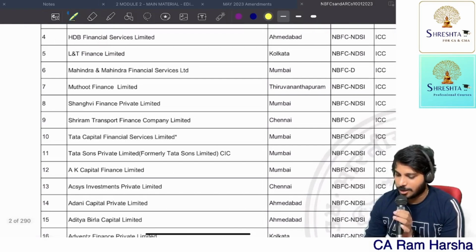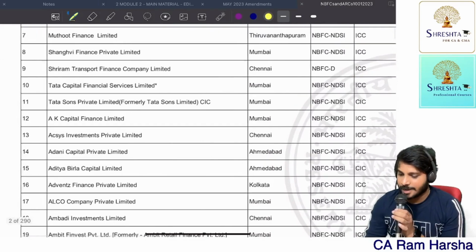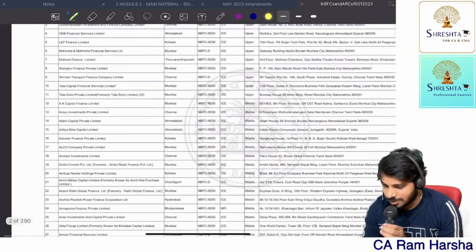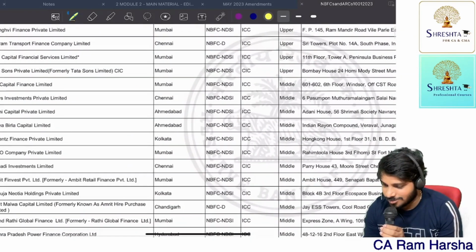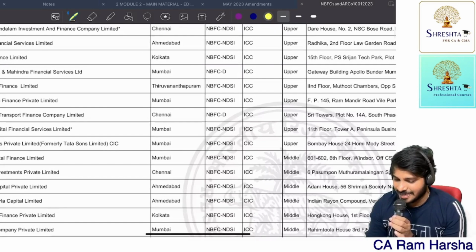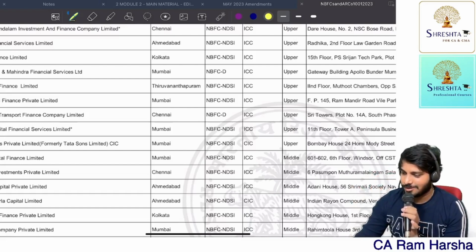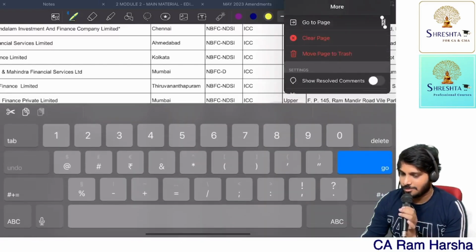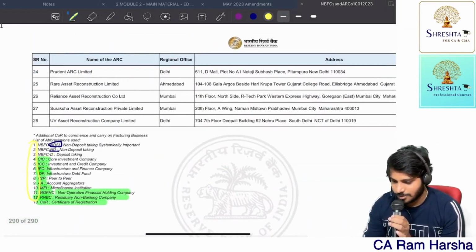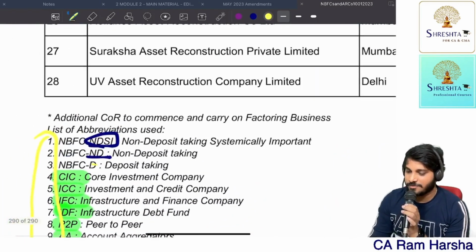Here only 11 were there in the top 10. Upper layer NBFCs as per RBI, only 11 were there. And Tata Capital Financial Services, they have given a star mark. What is the purpose of the star mark? Somewhere at the last they would have given it. The star mark indicates maybe something they would have clarified, recently merged or demerged or something would have been clarified.